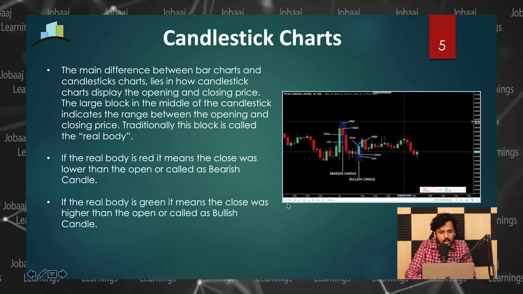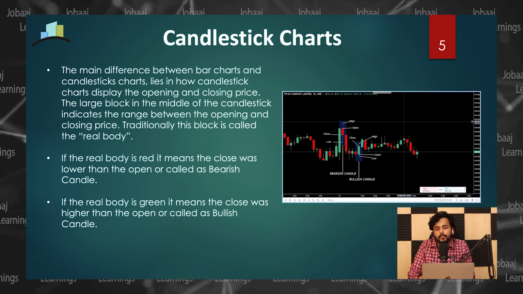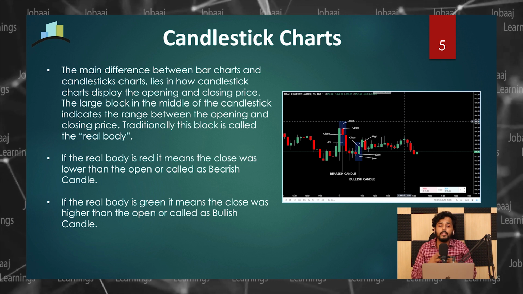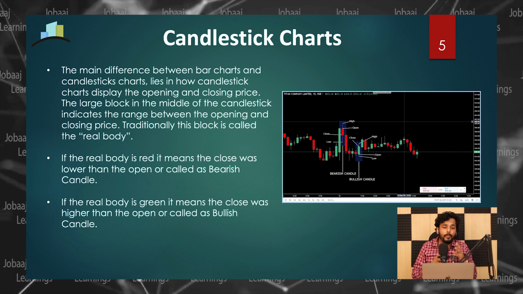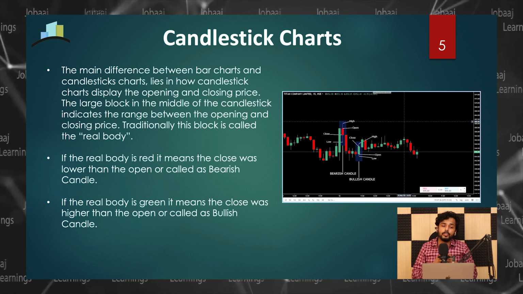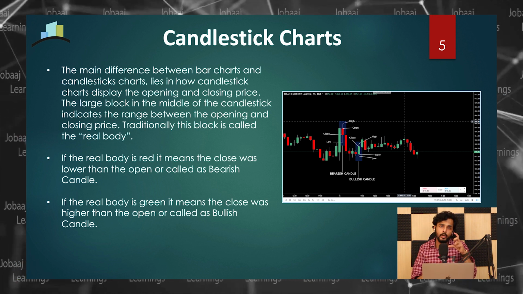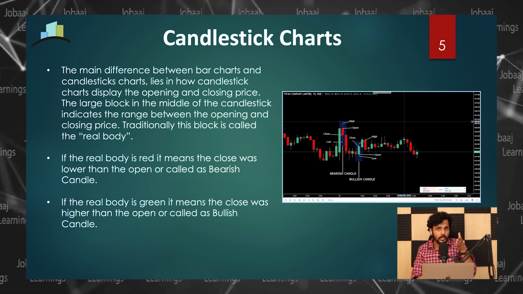So guys, I'll read it. I think I have covered this, but still, just to make sure, I'll read it again. The main difference between the bar chart and the candlestick chart lies in how the candle chart displays the opening and the closing price. The large block in the middle of the candlestick indicates the range between the opening and the closing price. Traditionally, the block is known as the real body. As I explained, the gap between the opening and the closing is the real body. The real body can be green or red depending upon the close and the open.